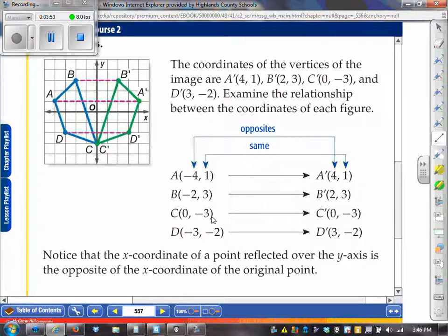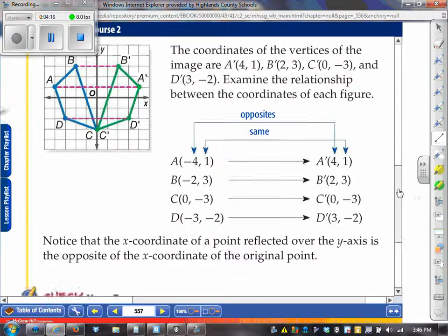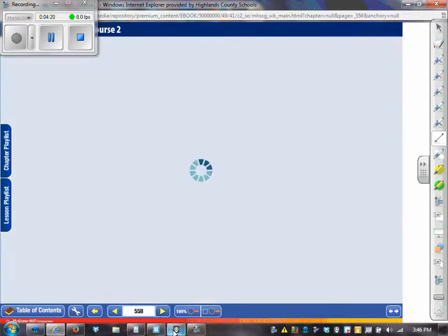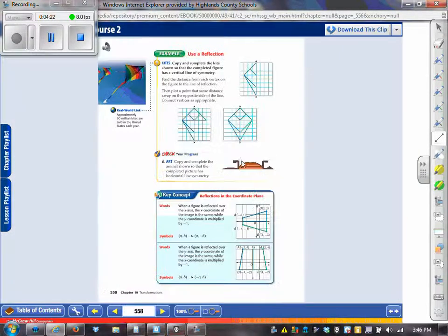The y-coordinates all stay the same. They're all exactly where they were. The only thing that changes was the x-coordinates, and they change to the opposite. So again, let me say that. When we reflect over the y-axis, all of the x-coordinates go to the opposite. When we reflect over the x-axis, all of the y-coordinates go to the opposite. So we did this example in class to show you that. And there really isn't much more to it.